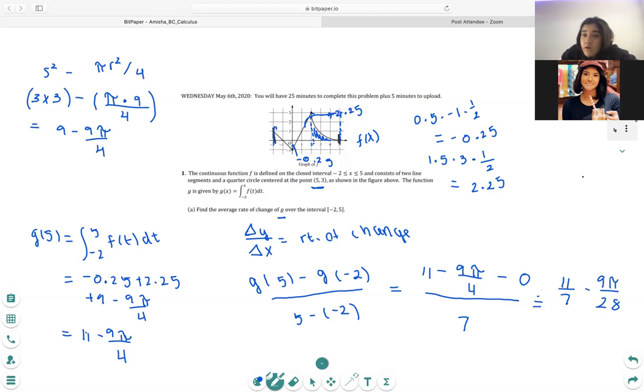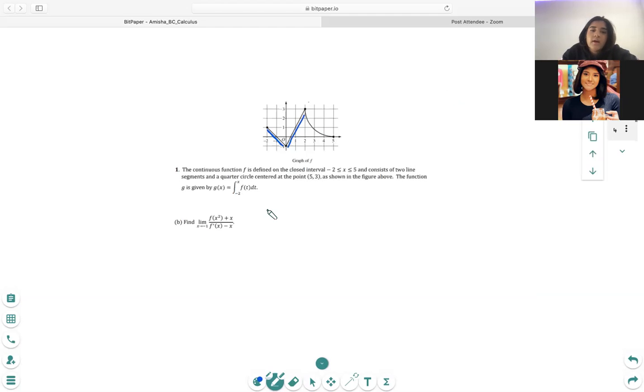All right, so now moving on to part 2, we have find the limit of this. So what we would do first, in any limit, we would just plug in x equals -1. So if we do that, we get limit x approaches -1, and I'm going to separate it into 2 parts, numerator and denominator. Right, so limit x approaches -1, f of x squared plus x, and limit x approaches -1, f prime of x minus x, right?